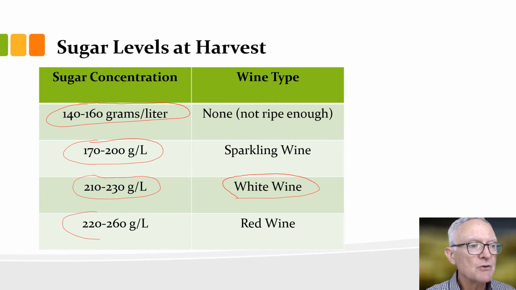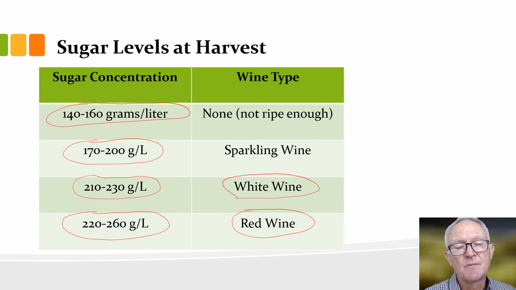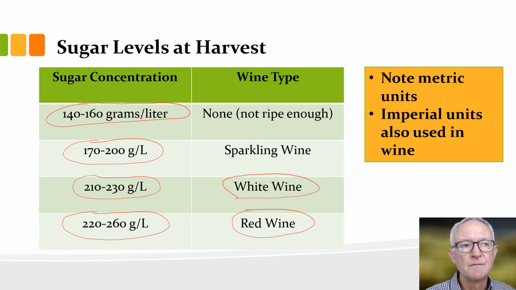Red wines then go 220 up to 260. All right, those are typically a higher sugar content than white grapes. We tend to pick white grapes early in the harvest season and red grapes later. But that's not entirely true. Pinot Noir, a red grape, often is picked before Chardonnay. So it varies, but these are the general ranges for sugar at harvest.